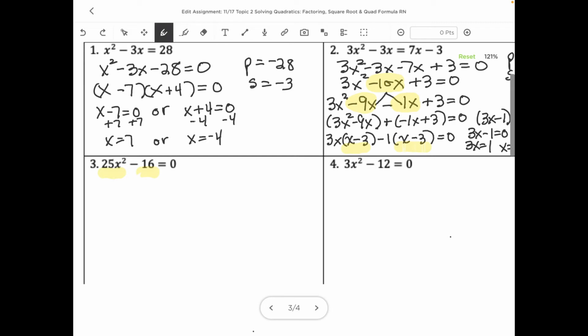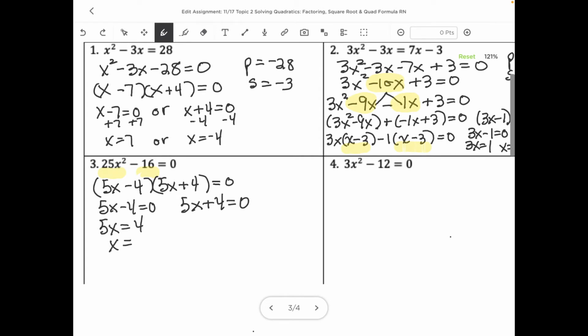I'm going to do solving by difference of perfect squares. So I'm going to factor this into 5x minus 4, 5x plus 4. So difference of perfect squares factoring. Then I'm going to use the zero product property. 5x minus 4 equals 0. 5x plus 4 equals 0. 5x equals 4, x equals 4 over 5. 5x equals negative 4, x equals negative 4 over 5.